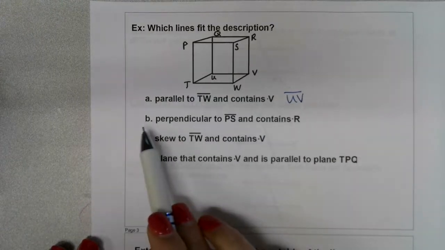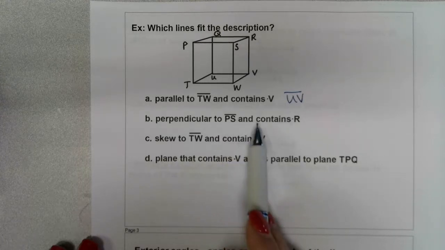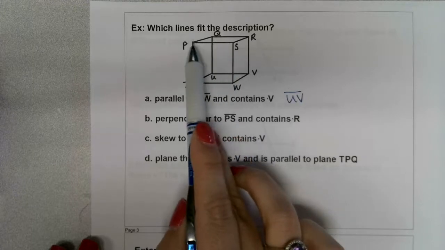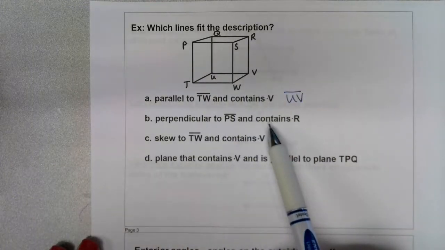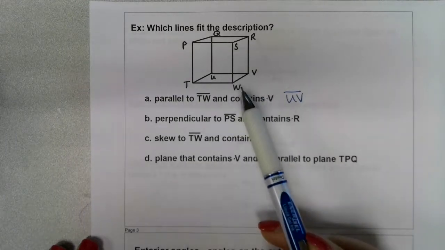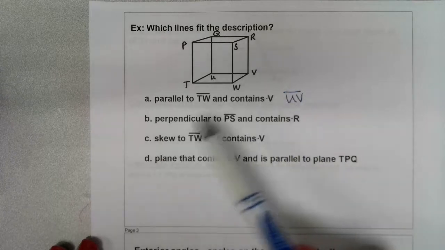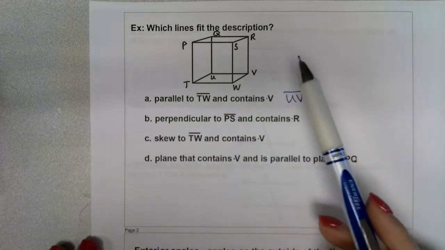Okay. Looking at B, perpendicular to PS and contains point R. So we know that PS is right up here in this top plane, and we know that we need to find a line that's perpendicular to that. So if we know anything about a cube, we know that all of the lines that intersect are going to form 90-degree angles. That's just what we know about squares. And then if we make a square into a cube, it's the same concept.